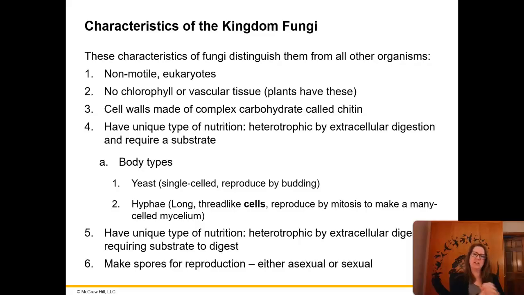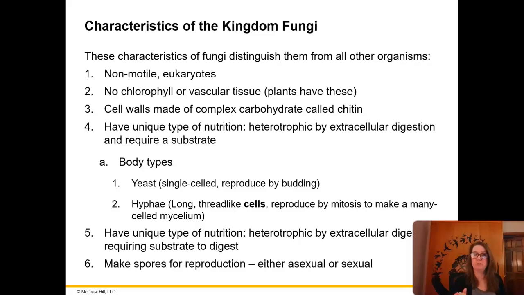All right, so now that I've given you a little bit of introduction to the kingdom fungi, I want to go ahead and give you a set of characteristics that in total define this group. Okay, so they are definitely different. Most people will tell you that. So how are they different? They are non-motile, so there's no swimming like with our protozoa. And they are, of course, eukaryotes, because this whole chapter is about microorganisms that are, in fact, eukaryotes.